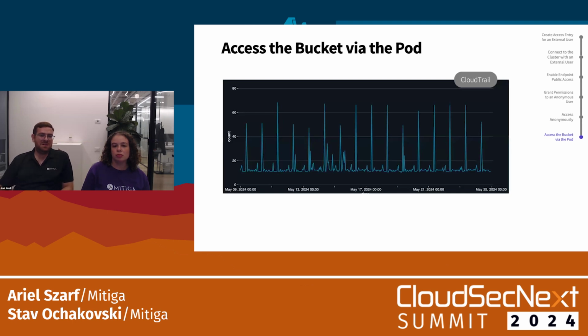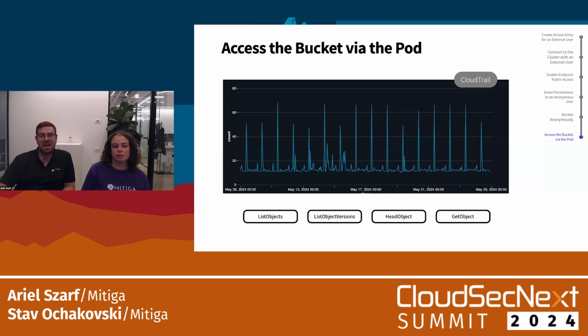Here you can see a simple example. This graph is based on CloudSecNext logs. The source entity of the log records is the pod's role, the target entity is the bucket, and the events are access events to a bucket like these you can see here. You can see in this graph a pattern of the application's behavior, but if you take a deeper look, you can see an anomaly between May 12th to May 17th.